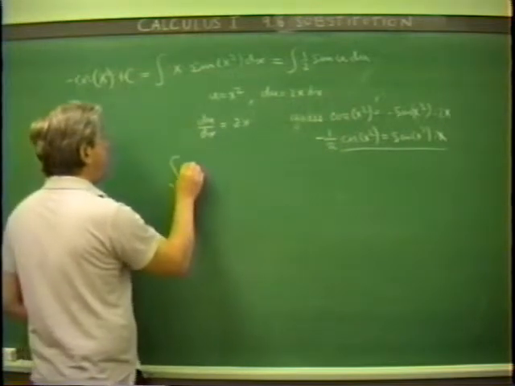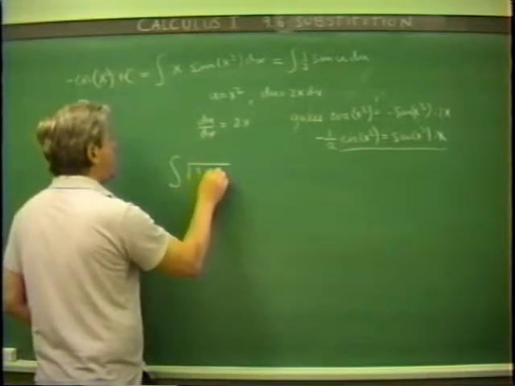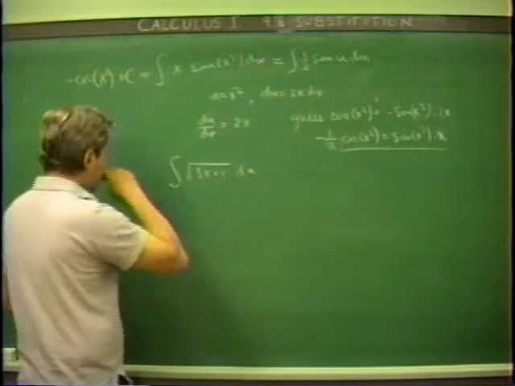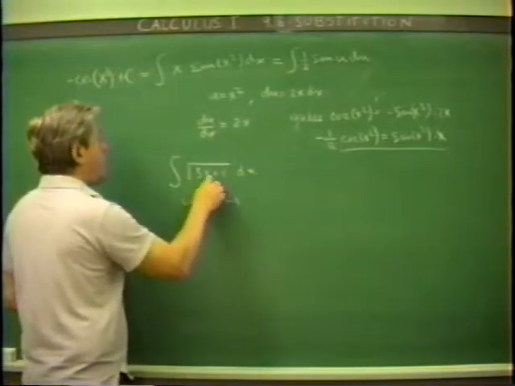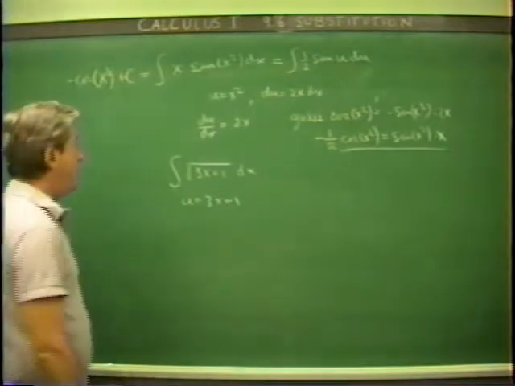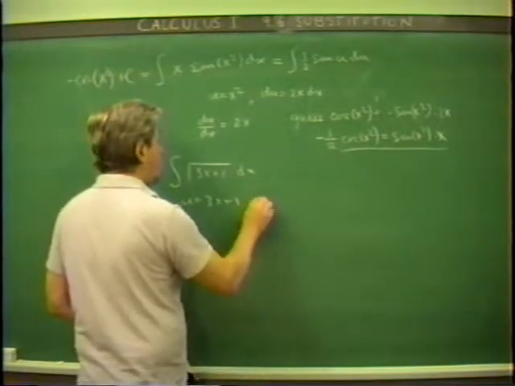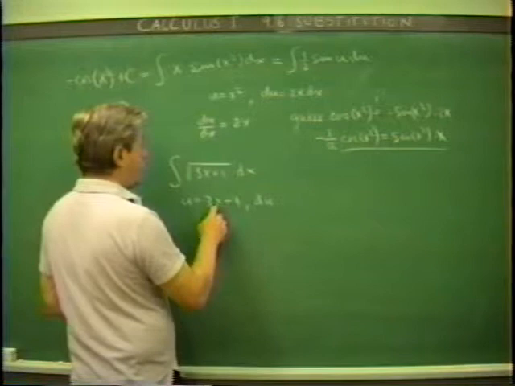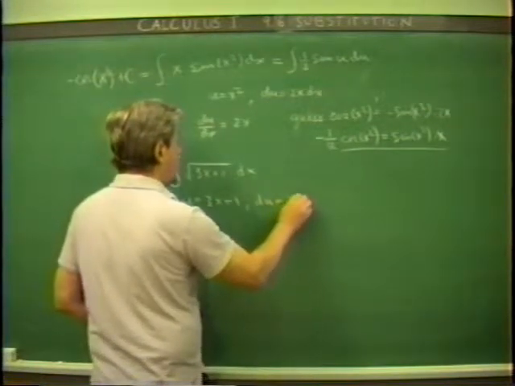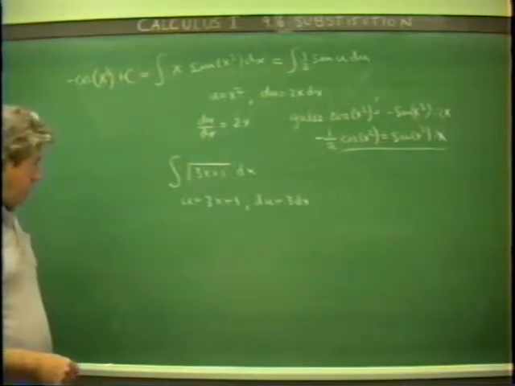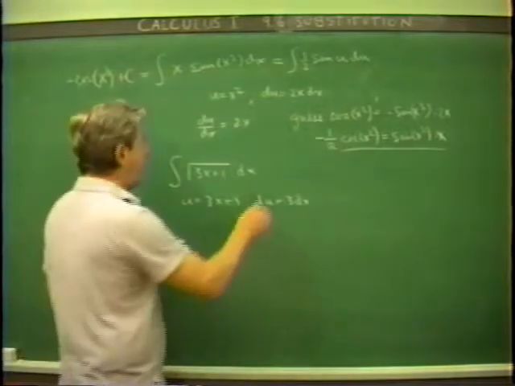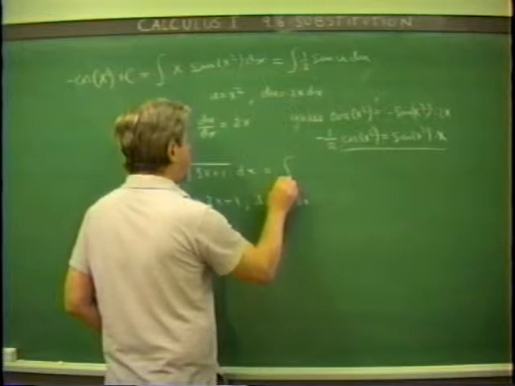Okay, let's look at a second one here. The antiderivative of square root of 3x plus 1 with respect to x. Here let's let u equal 3x plus 1. That's what we would like to get rid of. And then du is equal to 3 dx. That's to say du/dx is 3, or in differential notation, du is 3 dx.